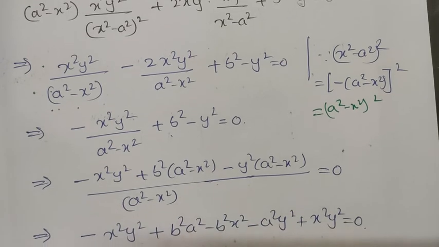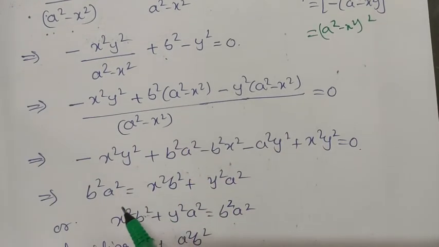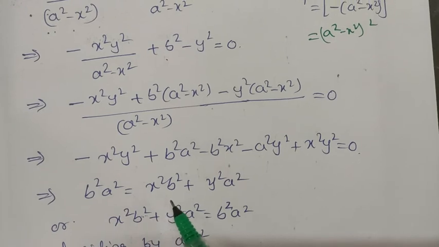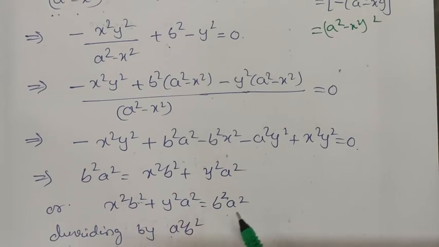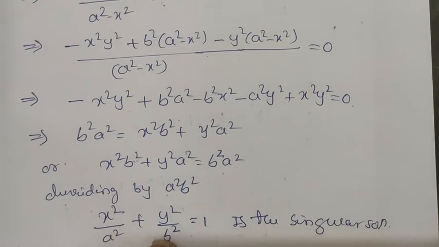So after simplification you will get b square a square equals x square b square plus y square a square. Dividing this throughout by a square b square, you will get x square by a square plus y square by b square equals 1, which is the required singular solution. So this is just simplification. You can do this yourself by your own method.